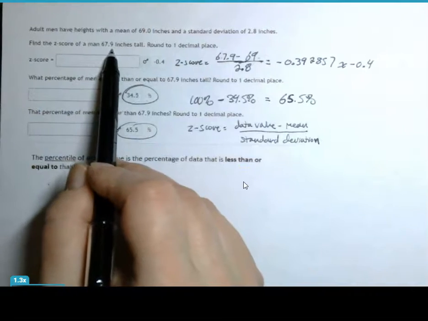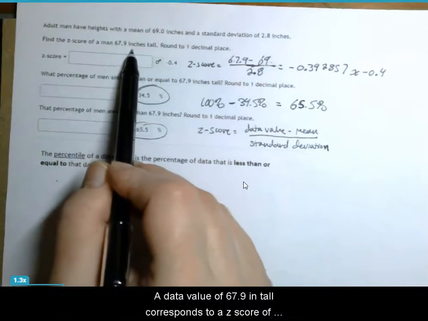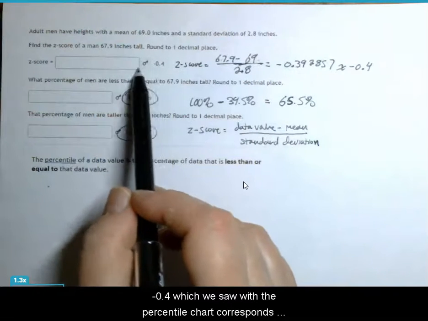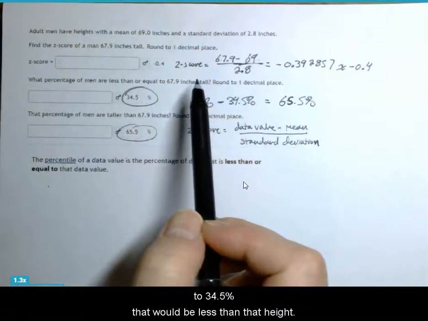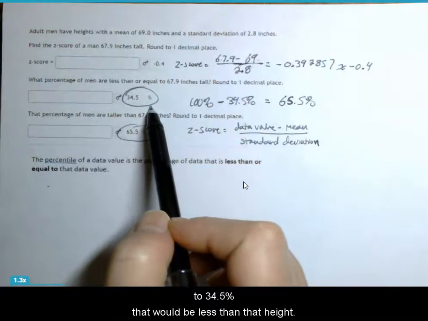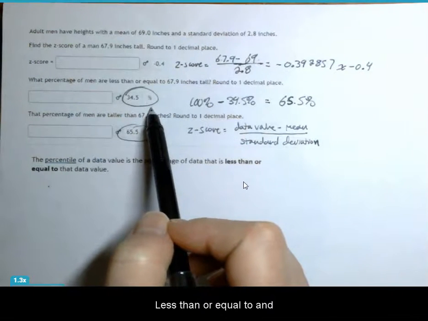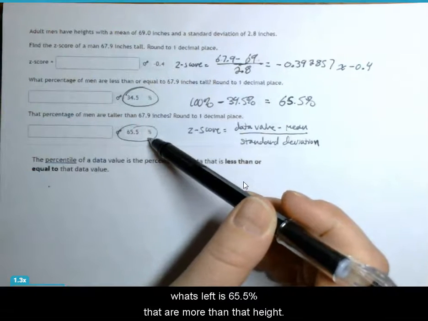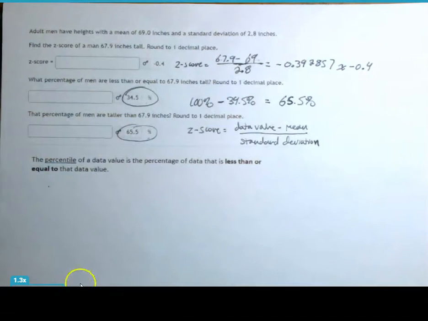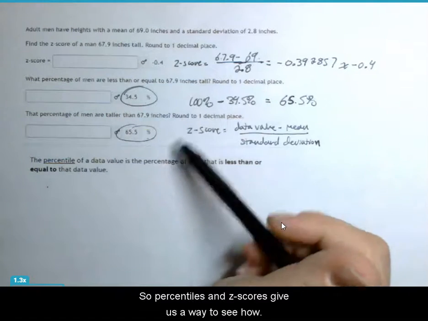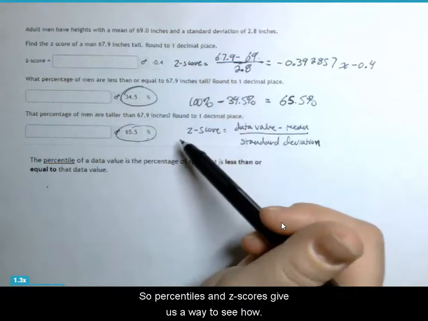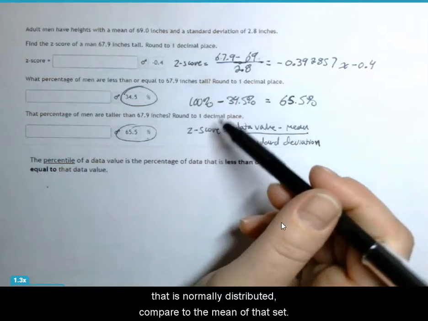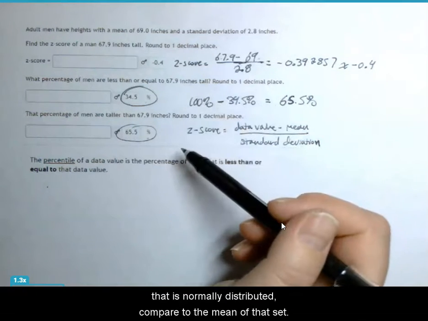So a data value of 67.9 inches tall corresponds to a z-score of negative 0.4, which we saw from the percentile chart corresponds to 34.5% that would be less than that height, less than or equal to, and what's left is 65.5% that are more than that height. So percentiles and z-scores give us a way to see how different data values in a set that is normally distributed compare to the mean of that set.